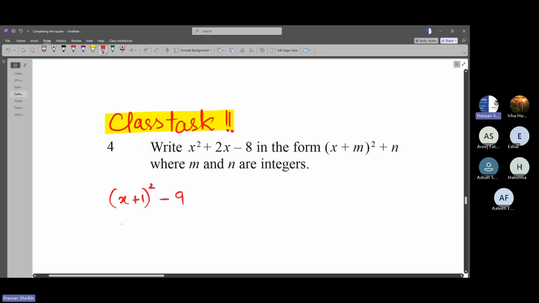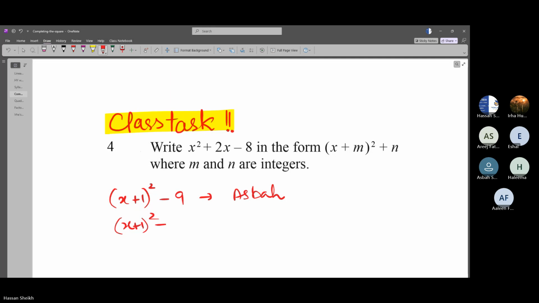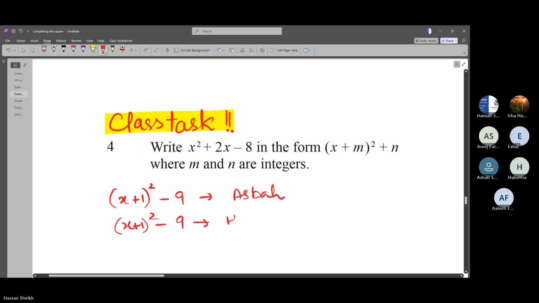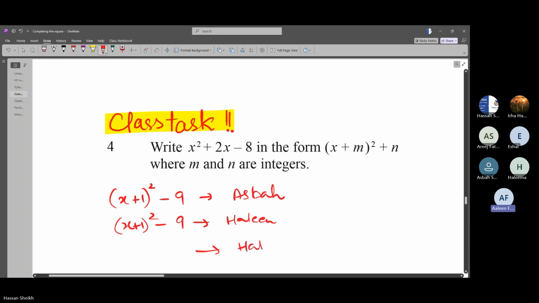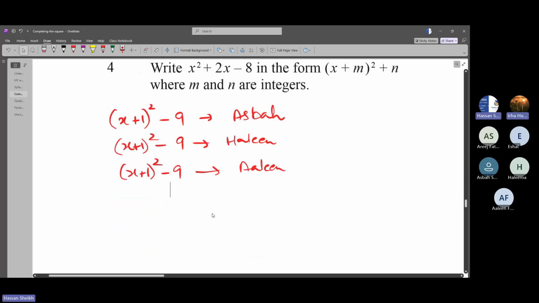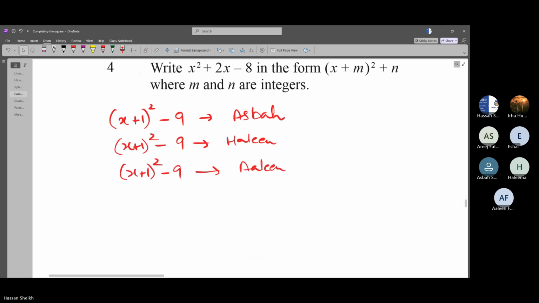Okay, so Halima, what's your answer? (X plus 1) whole square minus 9. Okay, Aline. (X plus 1) whole square minus 9. I also got that. Okay, Irha, same. Arish, same. Yes. Okay, anyone who got a different answer than this one?